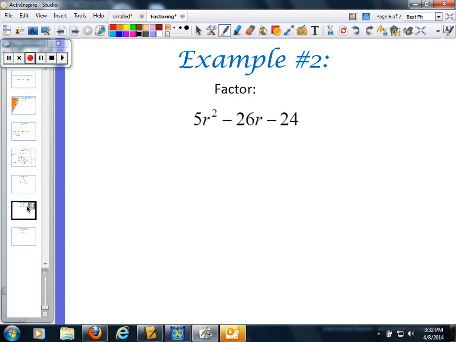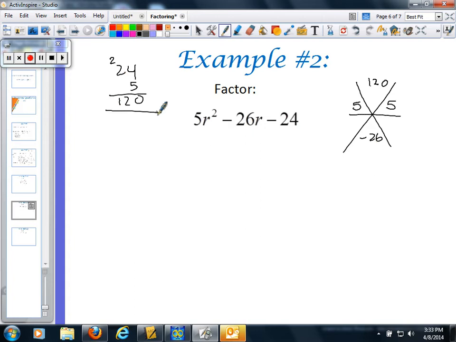With example 2, there are no common factors. So I'm going to use, I prefer the star method. 5 times 24: 5 times 4 is 20, carry the 2, 5 times 2 is 10, plus 2 is 12. So a times c is 120. The middle term is negative 26.